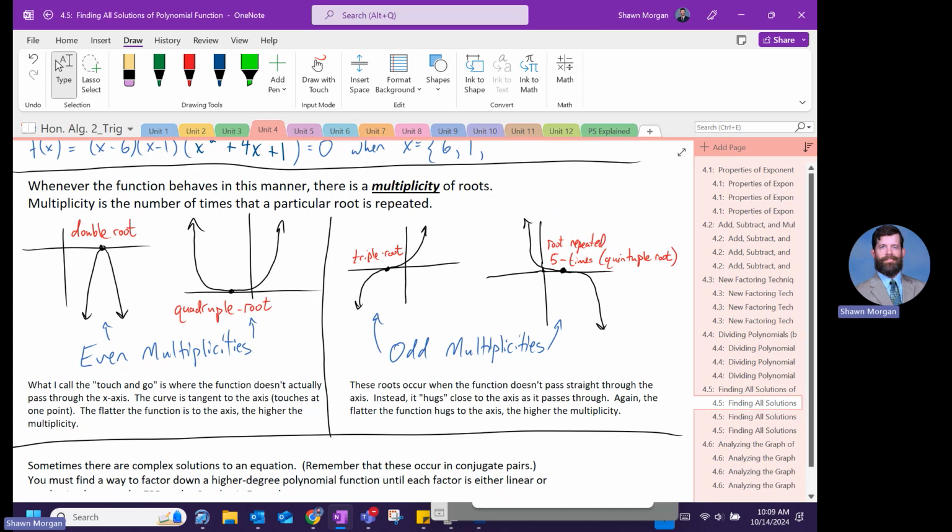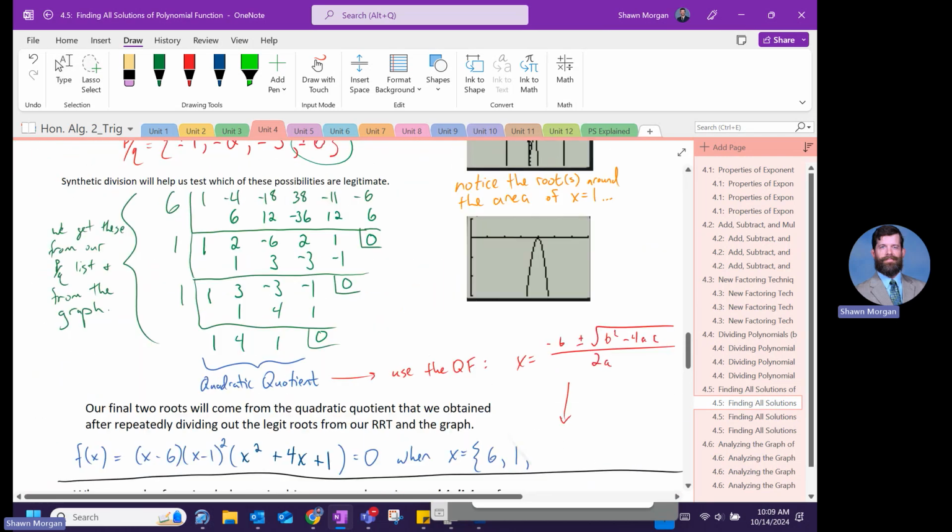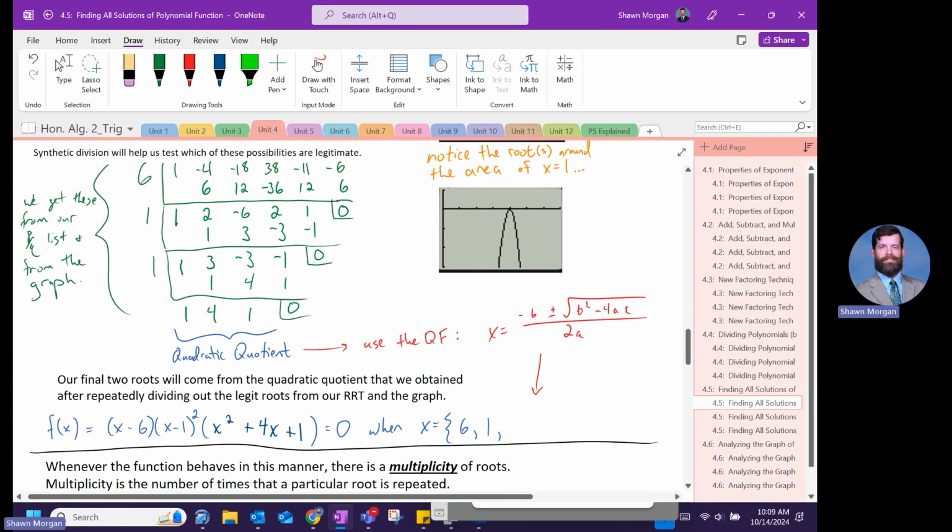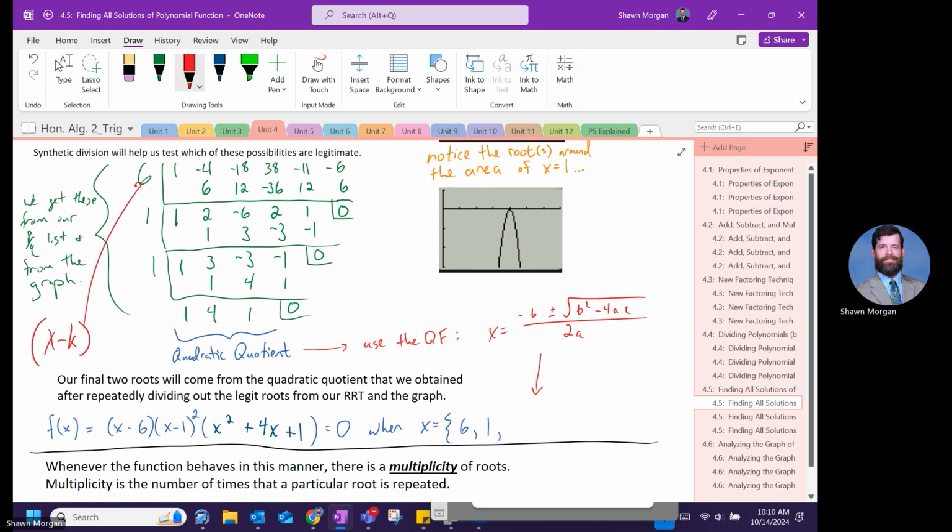Kenneth, why do you write x minus 6 instead of x plus 6? Yeah. So the format is always, it has to do with the zero product property, but the format is always x minus k, k being the number that we've got right there. So it's the opposite of what the number is saying.